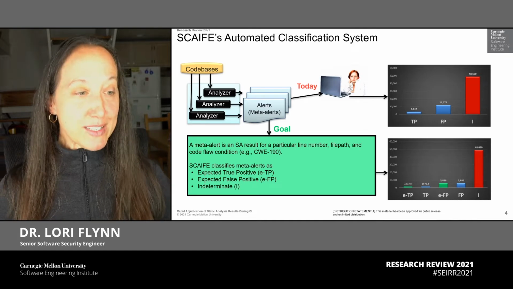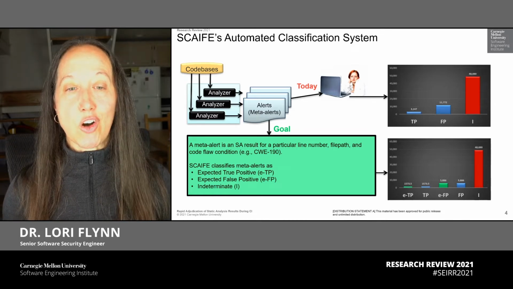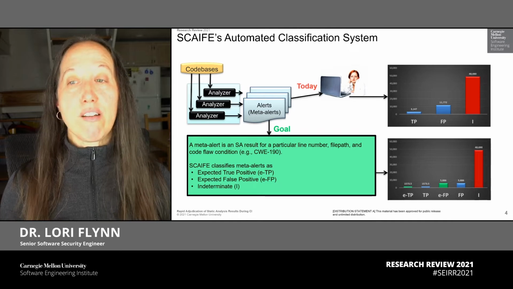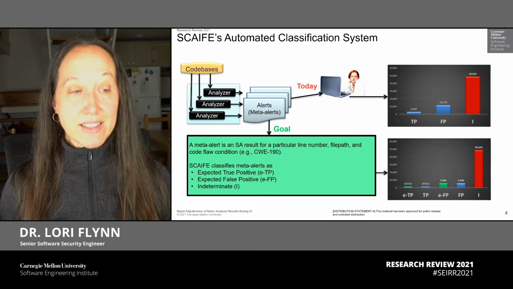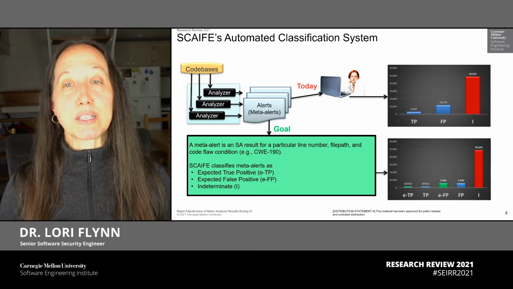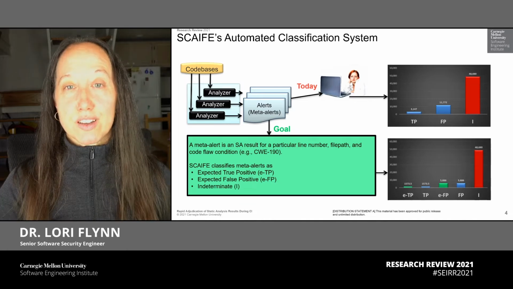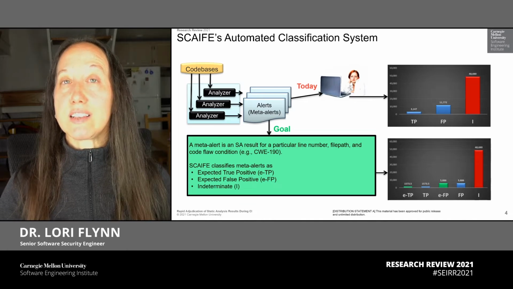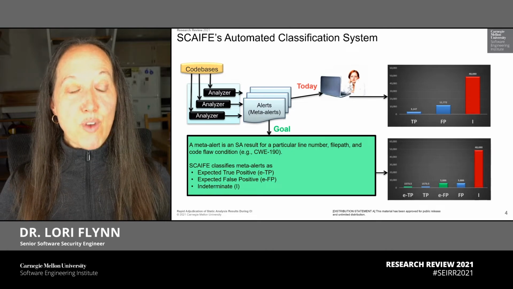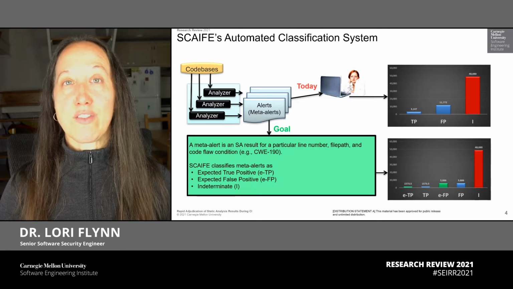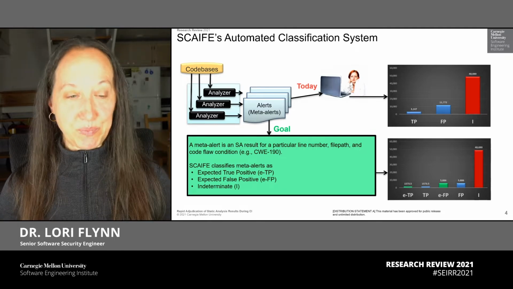In my projects, we use the term meta alert. That's a static analysis result for a particular line number, file path, and type of code flaw. Scafee classifies meta alerts as expected true or false positive if the classification confidence is above a particular threshold. The rest of the meta alerts it classifies as indeterminate, and those must be manually adjudicated.